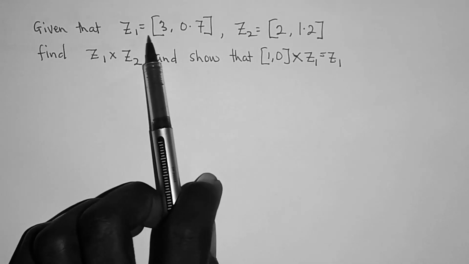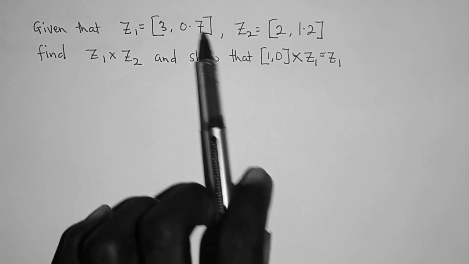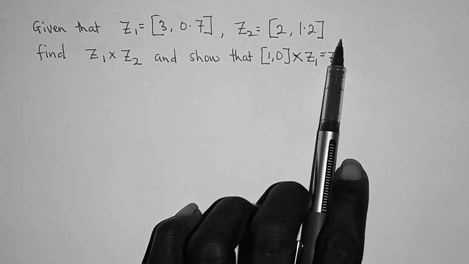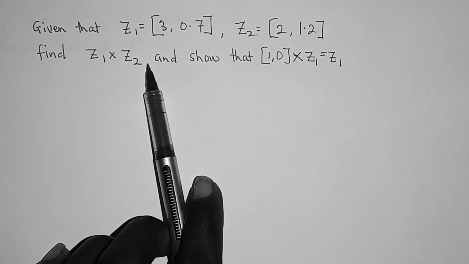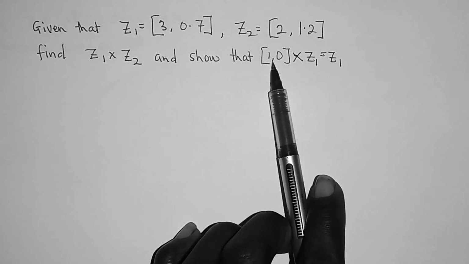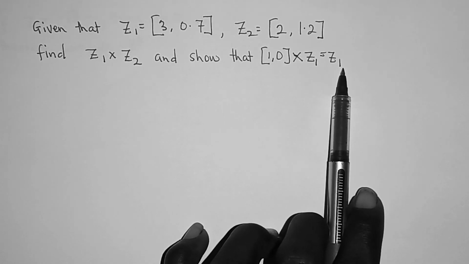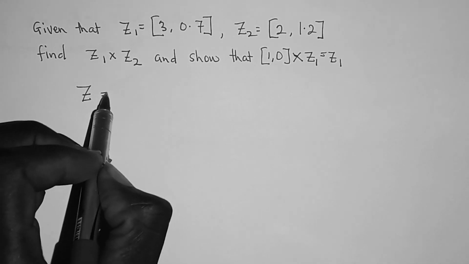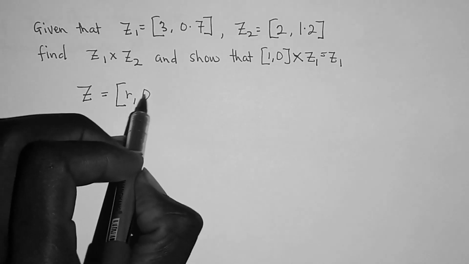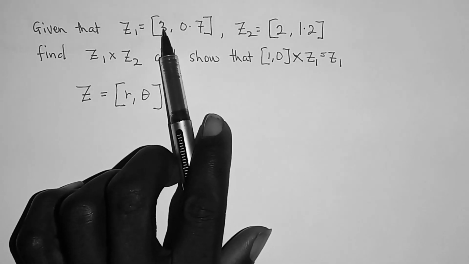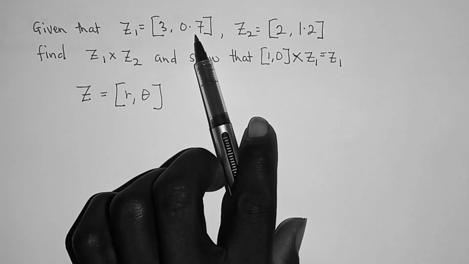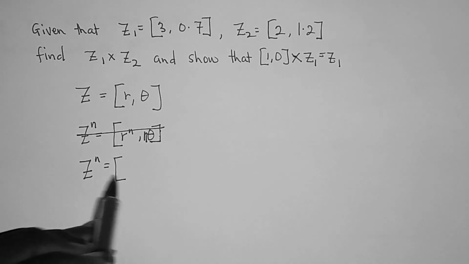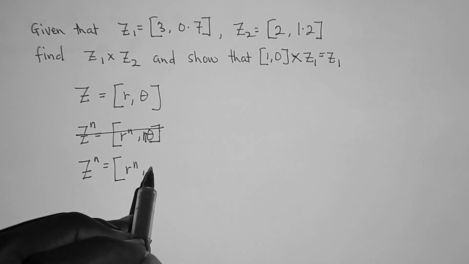Given that z1 is equal to into bracket 3, 0.7 and z2 is equal to 2, 1.2, find z1 times z2 and show that into bracket 1, 0 times z1 is equal to z1. Remember that we said a complex number z can be represented as r theta. So from here, r is 3 and theta is equal to 0.7. From Moivre's theorem, z exponent n is equal to r exponent n, n theta.